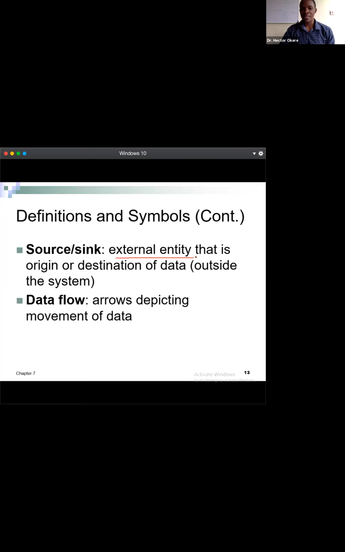Source and sink, I've explained it, external entity, like me and my mom. That is the origin where the data came from, or the destination where the data is going to or being used, outside the system, okay? Of course, my mother is the destination, even though she is outside the system, because a destination inside the system will be a data store, right? Or a repository or a file or a database or something like that. All right. Okay, let's get back to what we were doing. Data flow is arrows depicting movement.